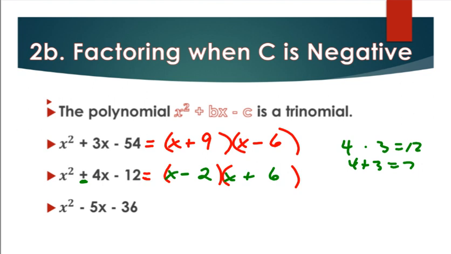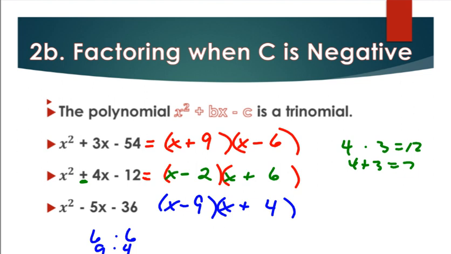Next one, binomials. So you have your x's, negative and a positive. Middle term is negative, so our bigger number has to be negative. In order to get 36, you could do 6 and 6. You can do 9 and 4. And I know that the difference between 9 and 4 is 5, so I know I'm going to be using 9. So 9 and 4.